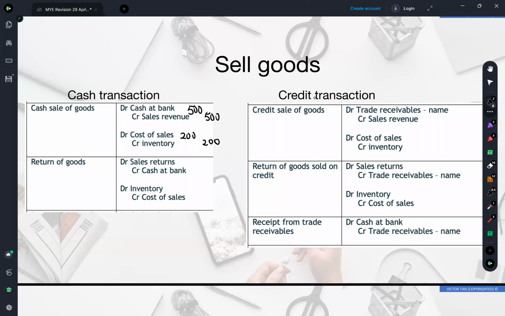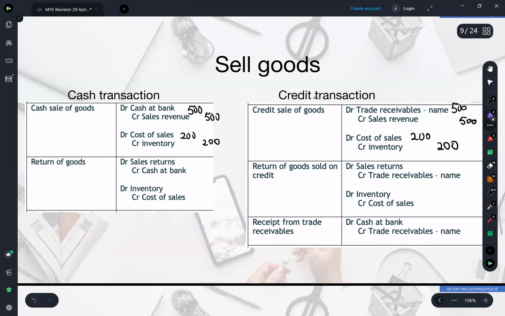Then remember, there's also another second type of business transaction where you sell the goods on credit, a credit transaction. So for a credit transaction, you sell the goods to your customer, but you don't get the money now. You get your money only in the future. So it's called trade receivables. So same thing, let's say you sell for 500, you record it, and then the cost of sales 200. So you take a look, the only difference is here, cash at bank, and the trade receivables. The other three is the same. Here's the same, here's the same, and here's the same.